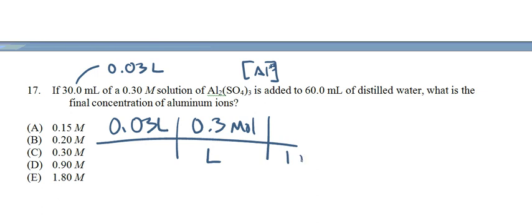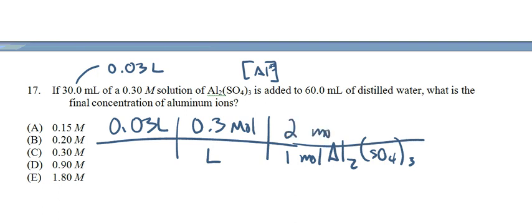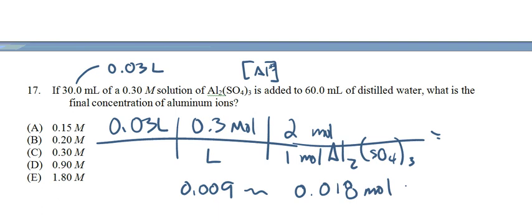And in every single one of these aluminum sulfate molecules, how many aluminums do we have? 2. Okay, so it's kind of like stoichiometry. All right, so we've got 0.009, then times 2. So now we've got 0.018 total moles of aluminum.